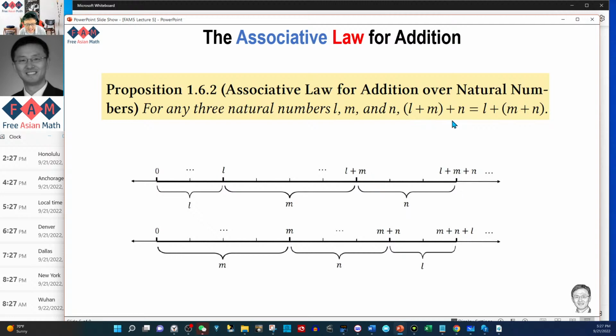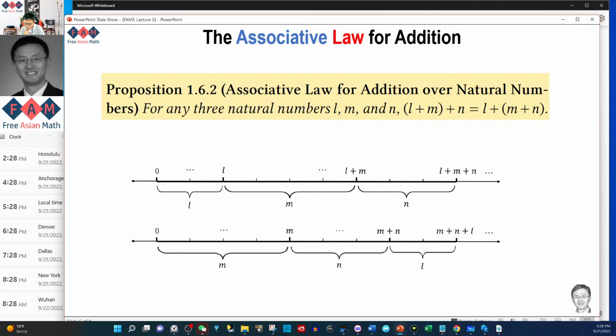So the left-hand side of the equality is quite easily understood. This just involves 2 steps of counting. First, we start at L, count forward M times, get a result, then continue to count forward N times. And the final result is just L plus M plus N. That came from our very definition of how addition works.